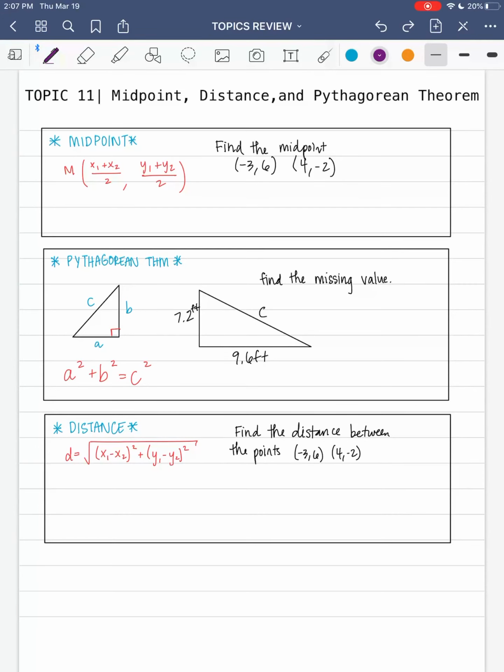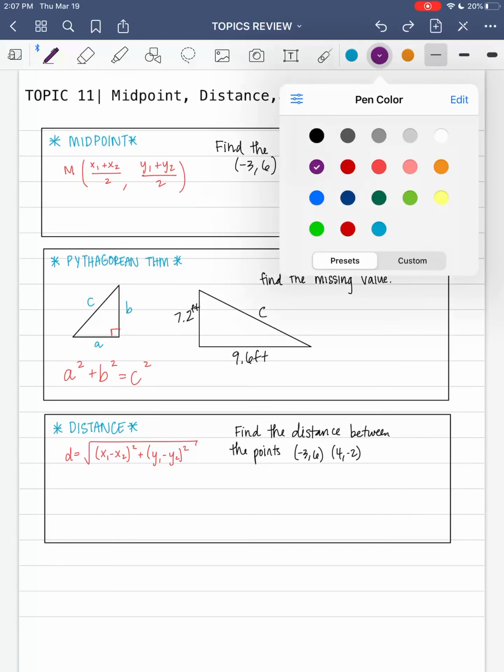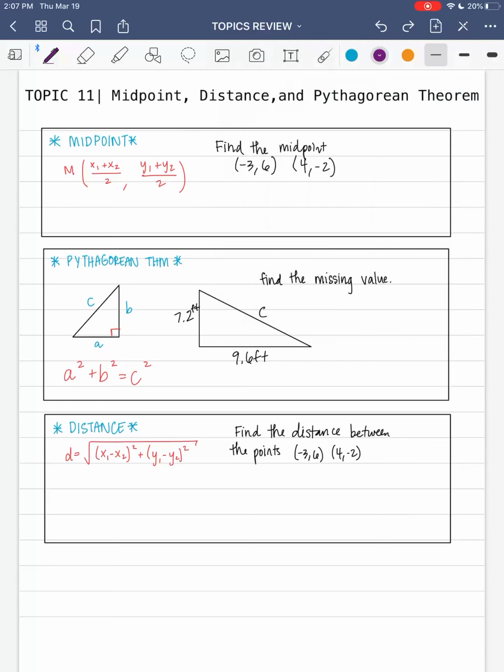All right, topic 11: midpoint, distance, and Pythagorean theorem. Really, I reordered them, so it should be midpoint, Pythagorean theorem, and distance, but whatever, it doesn't matter. Okay, so midpoint, first things first.